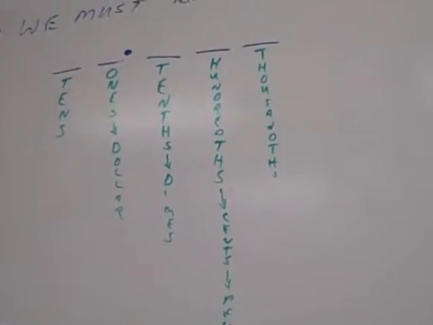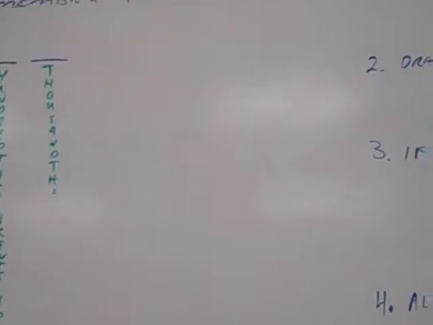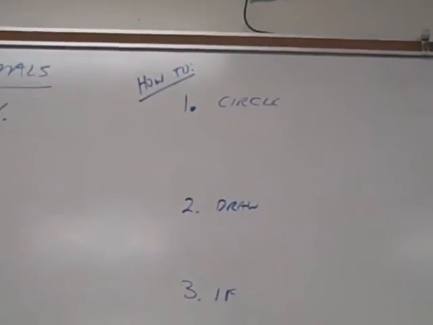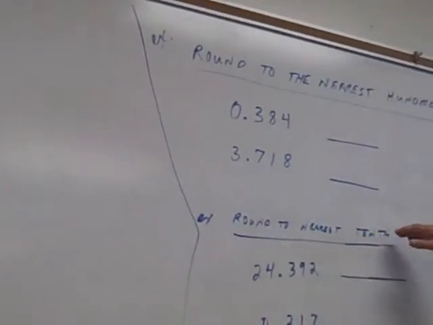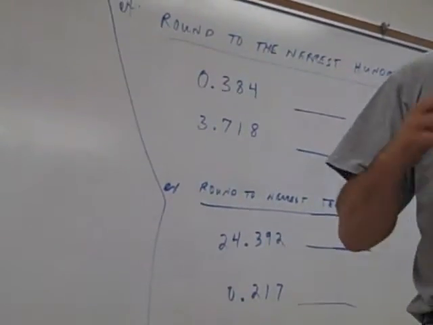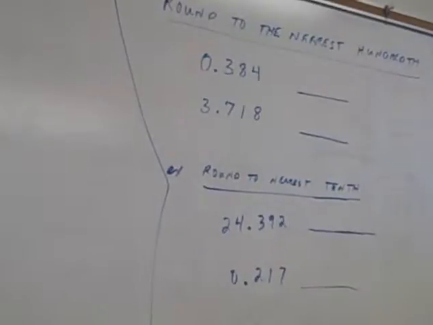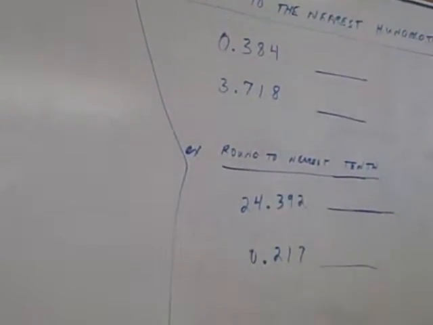All right, so now our question's going to look like this. We want to round our number to the nearest hundredth, or we want to round our number to the nearest tenth, or the nearest thousandth. All righty? That's the type of question we're going to be looking at. Were we supposed to write that? Okay, so here we go.